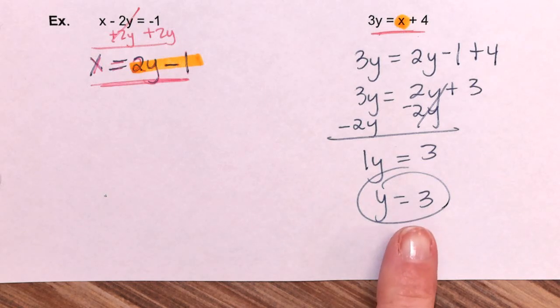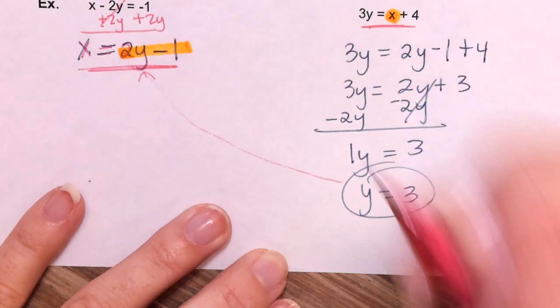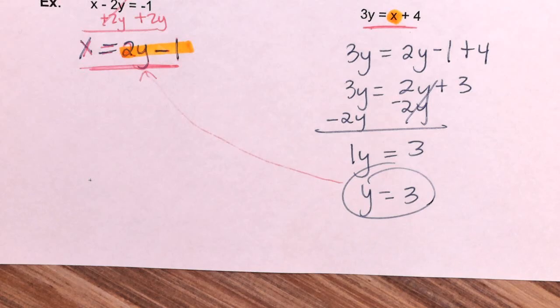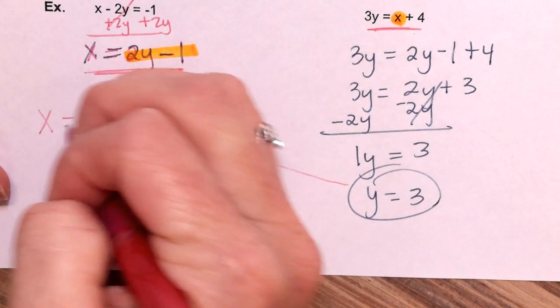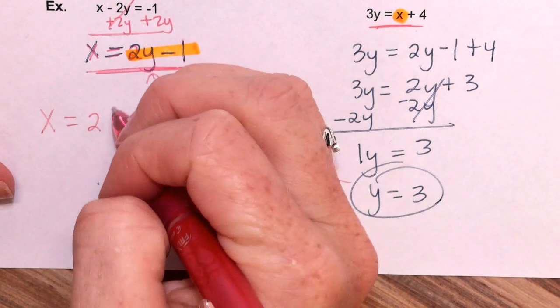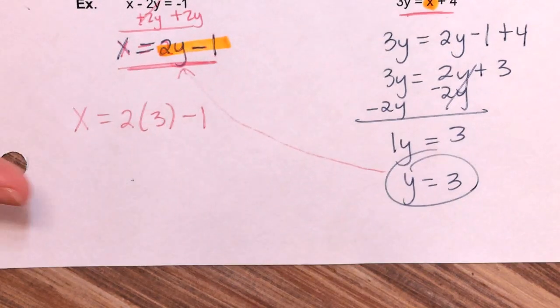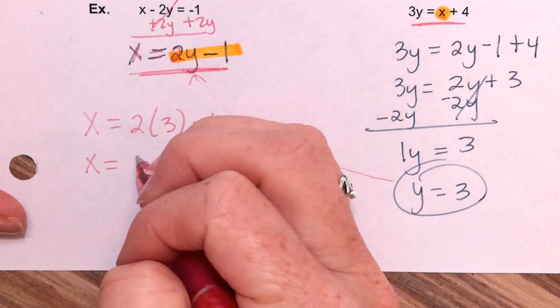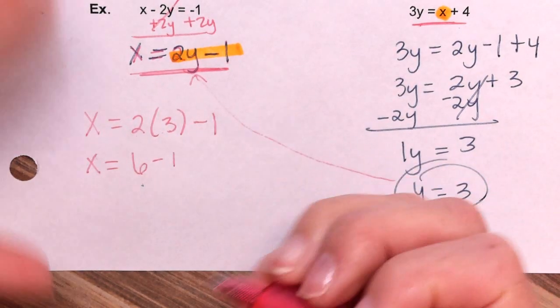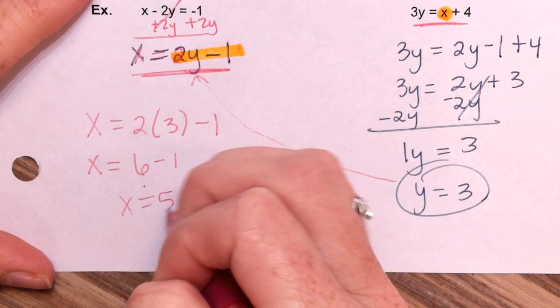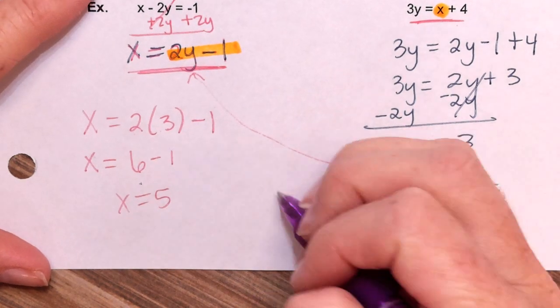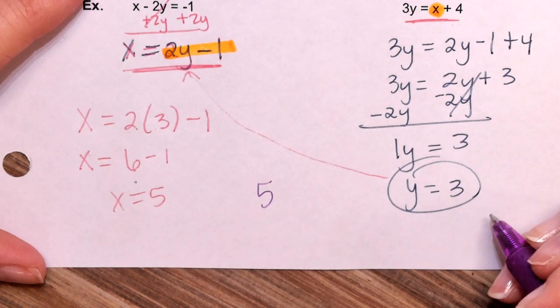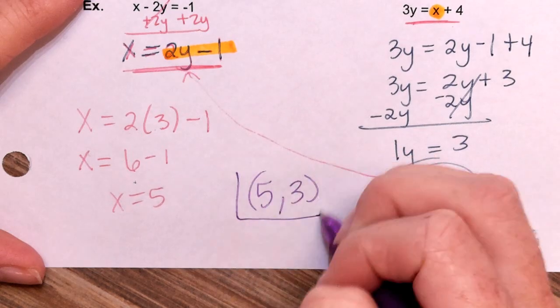Okay, what do I do to get x now? I need to take this y and plug it in over here for that y so that I can solve for x. So x is equal to 2 times y, which is 3, minus 1. So x is equal to, what is 2 times 3? 6. And what is 6 minus 1? So x is equal to 5. So what would my answer be? 5, comma, 3.